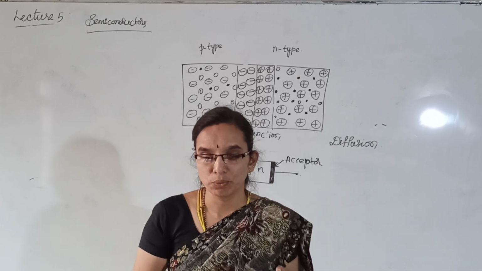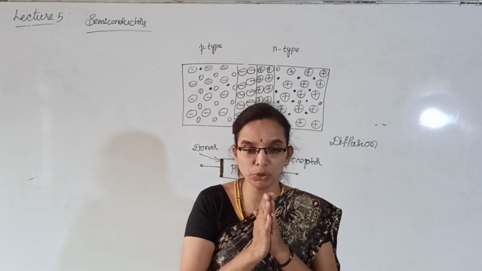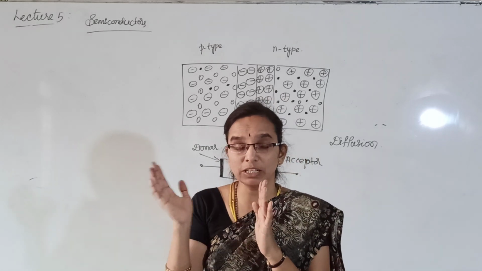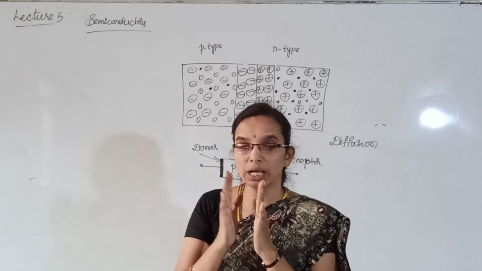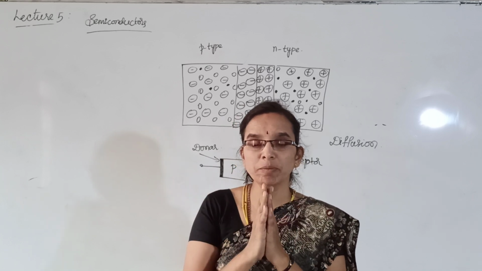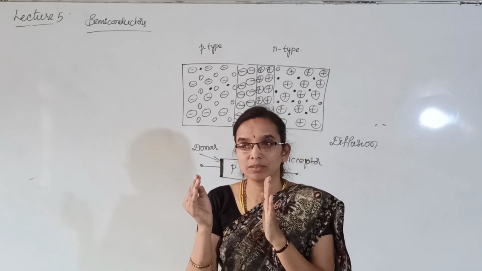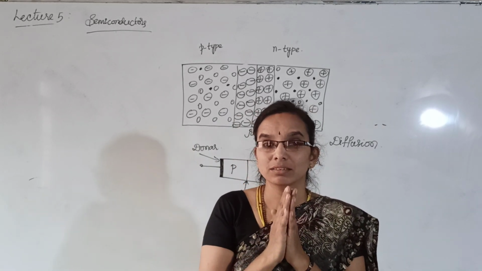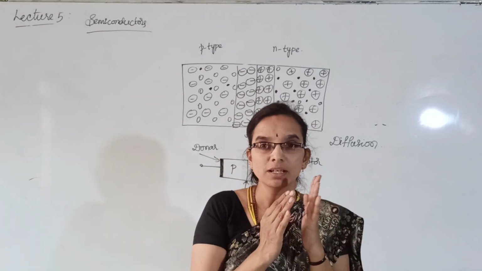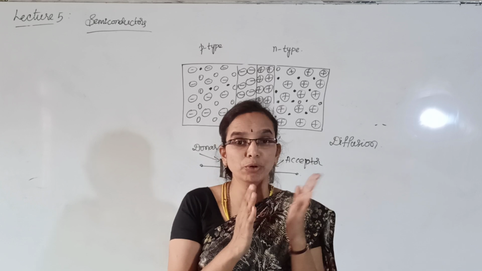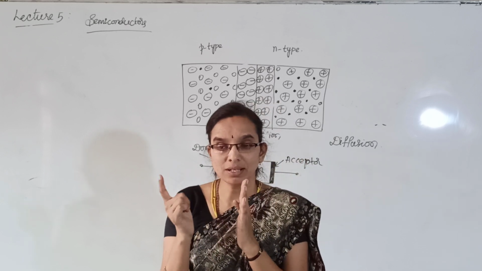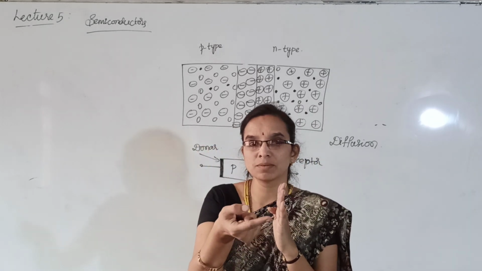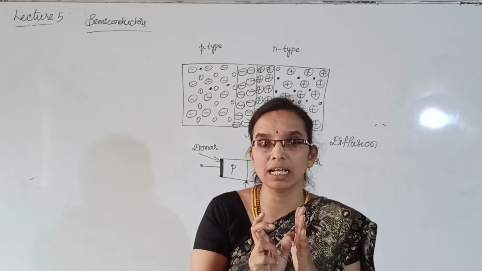See, a silicon crystal is there, a completely pure silicon crystal. One side is doped with donor impurities, for example arsenic, and the other side is doped with acceptor impurities, for example boron. What happens? Once the donor impurities leave free electrons, they become positively charged, immobile ions.